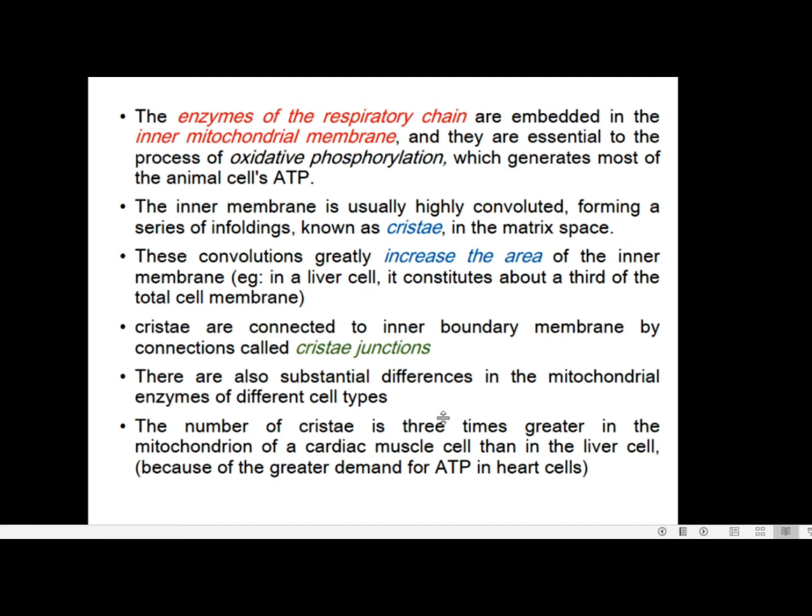And the number of cristae will differ depending upon the cell type. In a cardiac muscle cell, which requires higher energy than a liver cell, there will be more cristae. That means the number of cristae is 3 times greater in the cardiac muscle cell mitochondrion compared to that of a liver cell. So, the number of cristae also depends upon the energy demand for ATP.